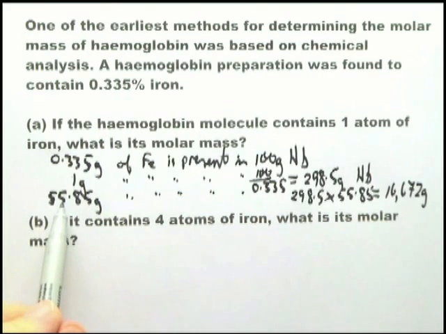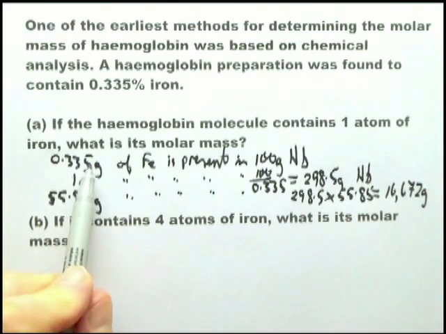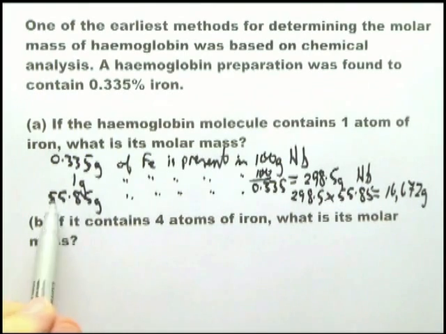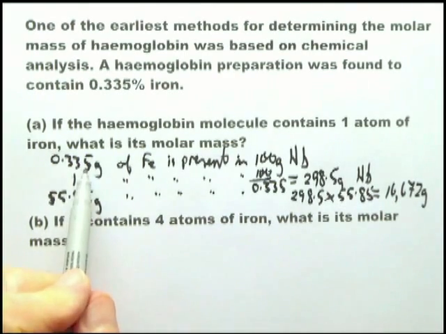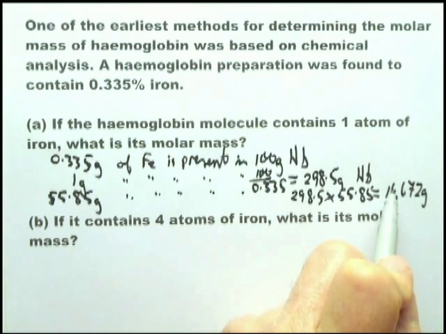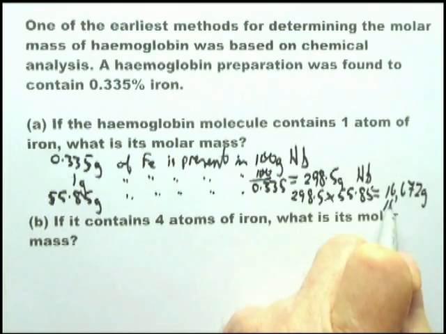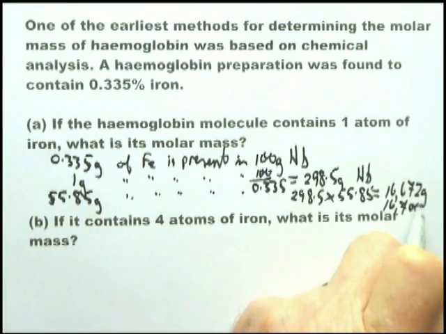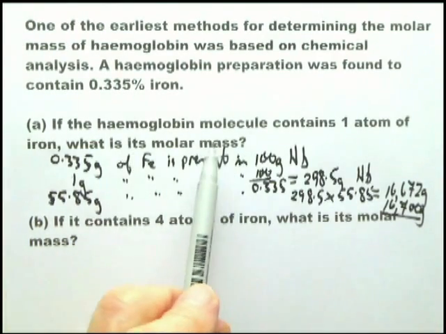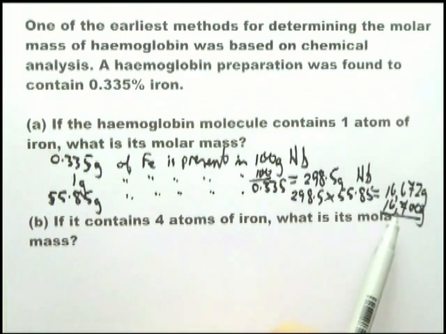Now this is only accurate to 3 significant figures. That's the least accurate of the 2 numbers. 3 significant figures there and 4 significant figures there. So what I'm going to do is make this accurate to 3 significant figures. 1, 2, 3. So I'll make it 16,700 grams. And that is the answer. If hemoglobin contains 1 atom of iron, then its molar mass is 16,700.